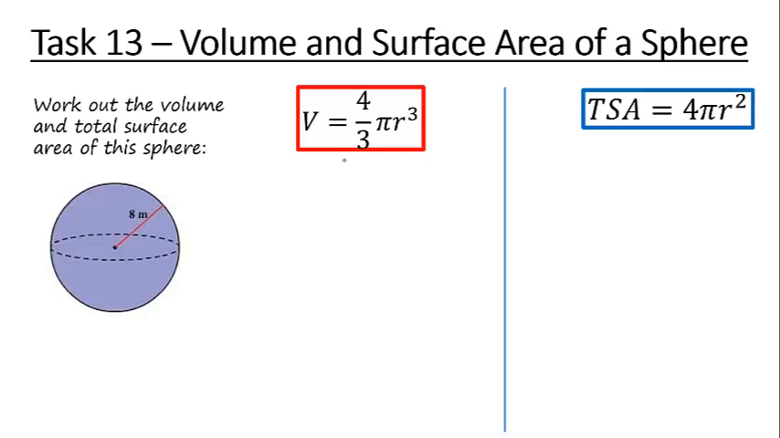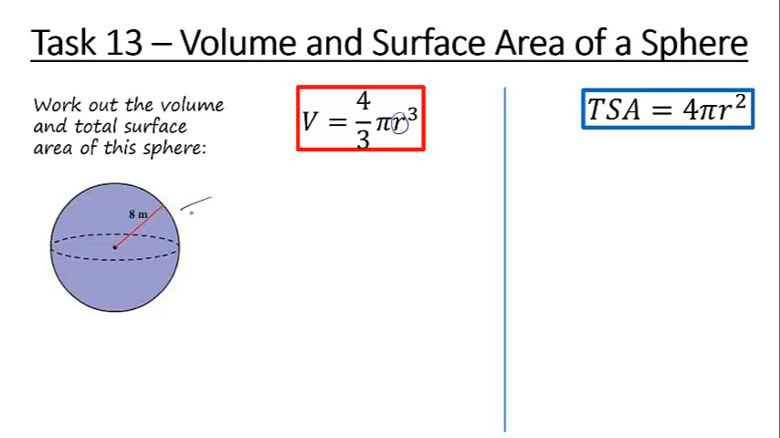In red, I've got the volume of a sphere, and you can tell it's volume because I've got radius cubed. So when I'm dealing with 3D shapes or cubed things, then I'm looking at volume. And the total surface area here is 4 pi r squared. So in order to calculate either the volume or the surface area of a sphere, you need to know what the radius is. That's the only unknown value that you need to know. Okay, and it's as simple as just plugging the radius into your formula.